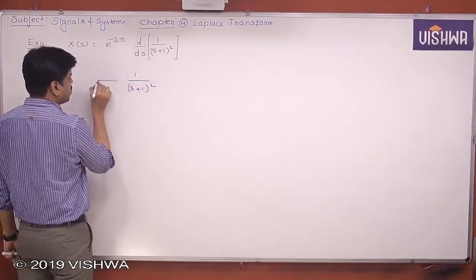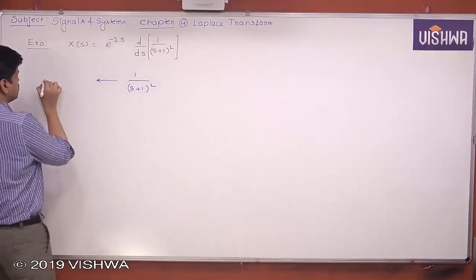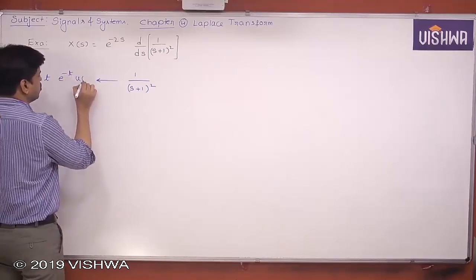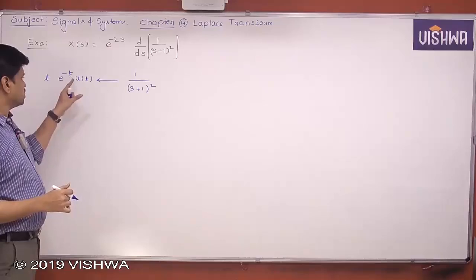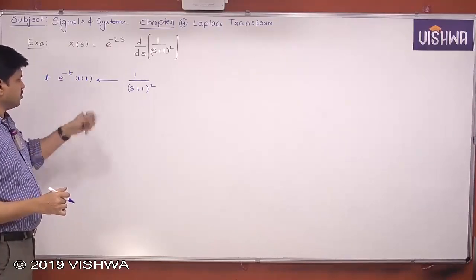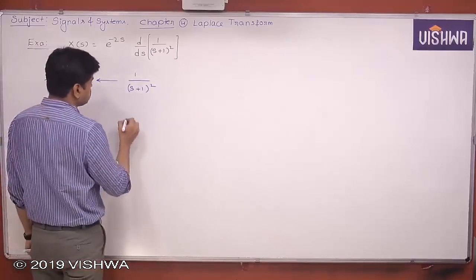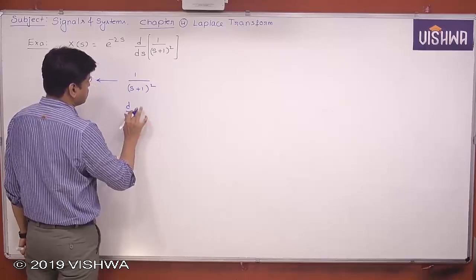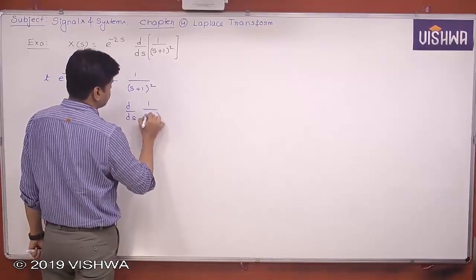For this, what is the inverse Laplace transform? Which is nothing but t e power minus t u of t, right? E power minus t u of t has 1 by s plus 1. If t is multiplied with it, this is the Laplace transform we are going to get. Now, d by ds 1 by s plus 1 whole square.